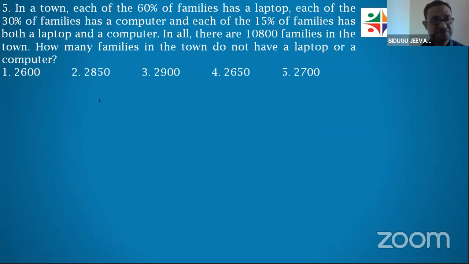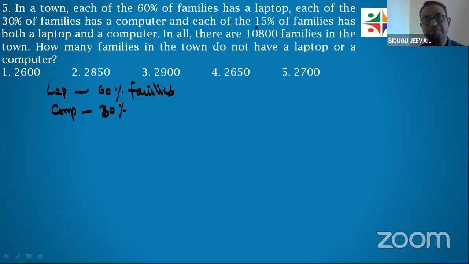Question number 5. In a town, each of 60% of families have laptop. So let me write, people who are having laptops, 60% of families. Right. Each of 30% families have computer. Great. So how many people have computers? 30% of the families. And each of 15% of the families have both laptop and computer. I'll write laptop as well as computer is 15%.